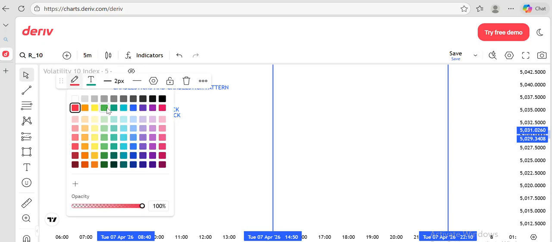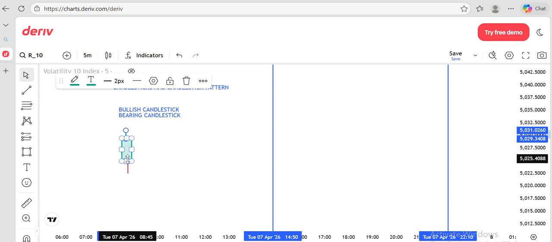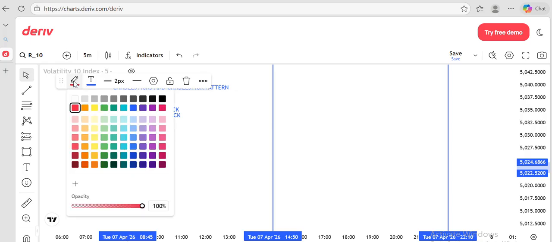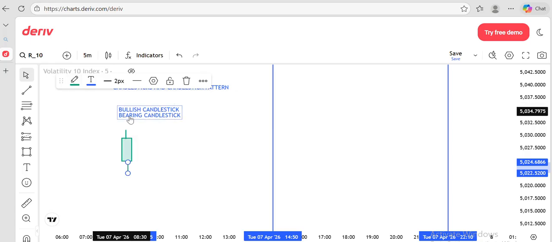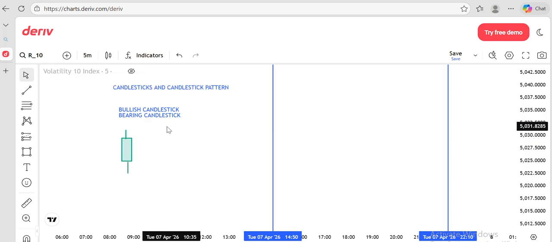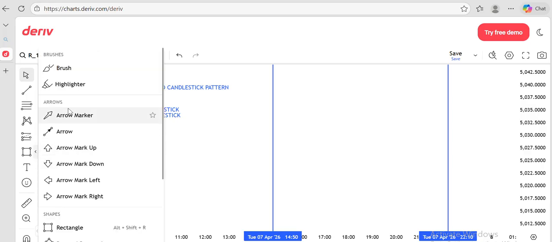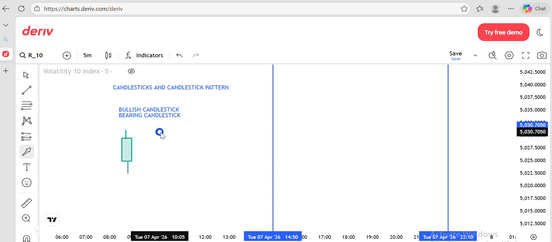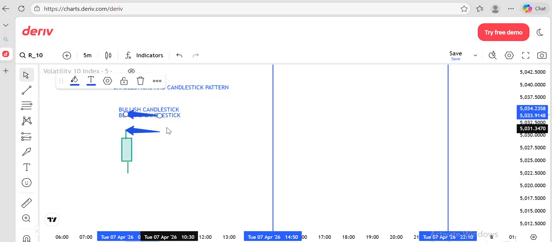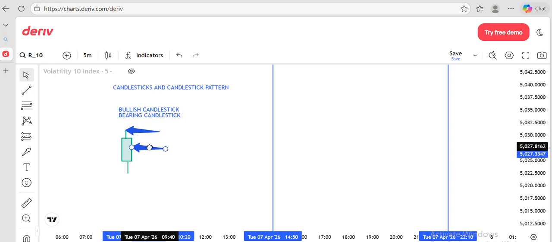Wicks. So these are wicks for a bullish candle. I didn't place it well, but just understand. So we say this is the upper wick and this is the lower wick. So we label them as the upper wick and the lower wick.